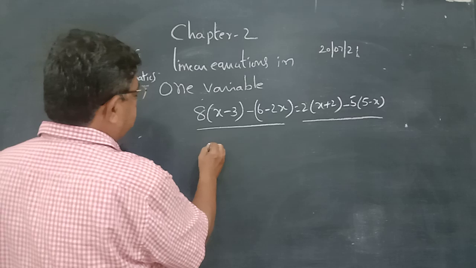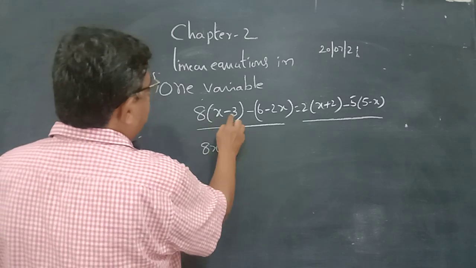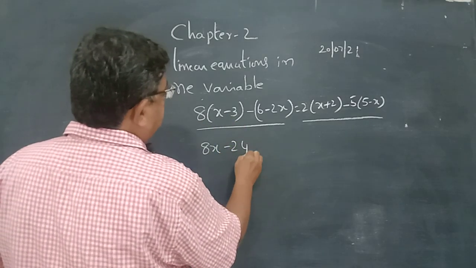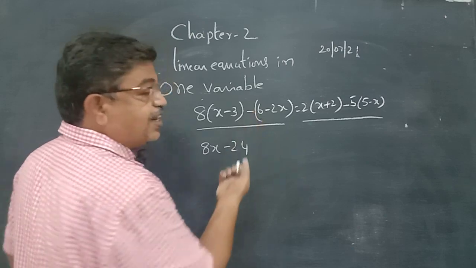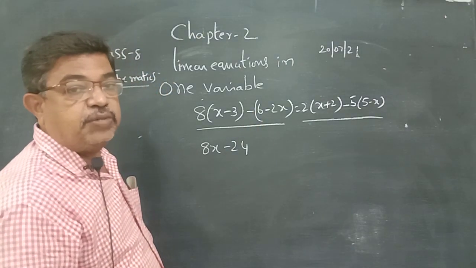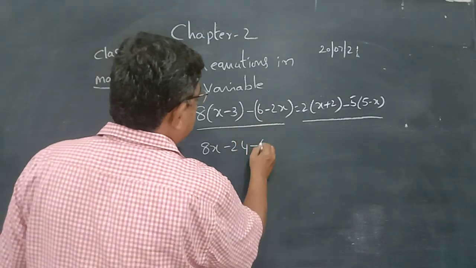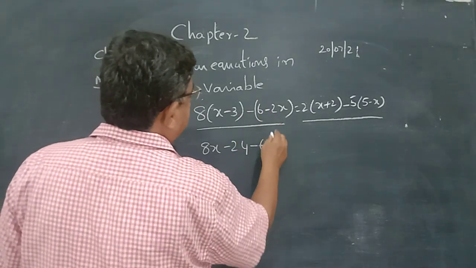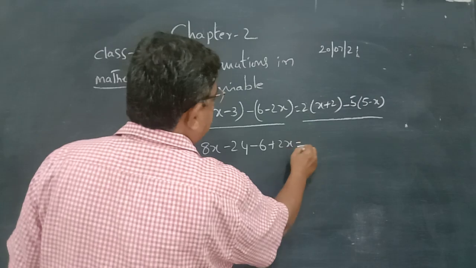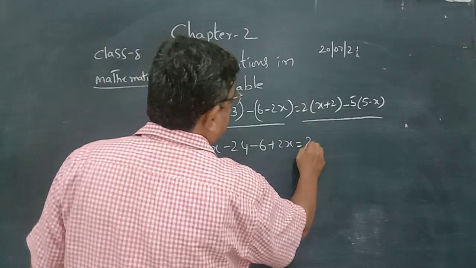8 into x, 8x, 8 into minus 3, minus 24. This minus means minus 1. No number is there means 1, and it is minus 1. Minus 1 into 6, minus 6. Minus 1 into minus 2x, plus 2x is equal to 2 into x, 2x.